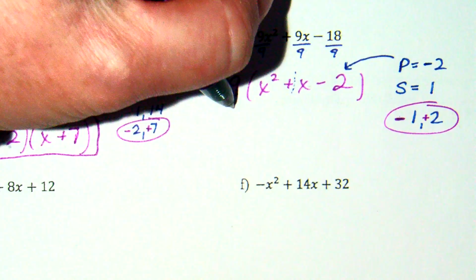What about this 9 out front? Keep it. And then we're going to two parentheses. X squared is x and x. One of those is x minus 1. The other is x plus 2.